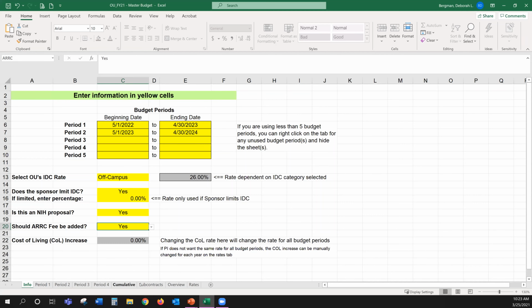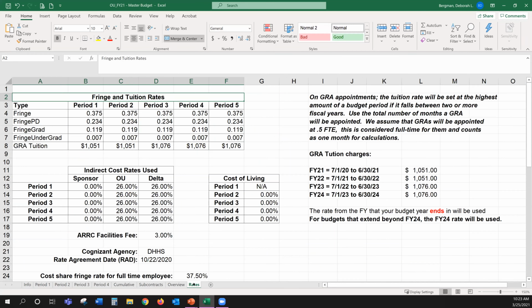Okay. We've already talked about overview and cumulative, so that just leaves us the rates tab. The rates tab is where ORS updates fringe rates, tuition remission, and other information used in various calculations throughout the workbook. So generally, a PI will not need to mess with this tab. The only time you might use it is if you want to use a different cost of living. If you want 1% in year 1 and 3% in year 4 for some reason, you could actually adjust those here, and it'll override what's on the info tab. And this is also where we make the adjustment for the tuition. You can see that it depends on your dates as to which tuition rate you're going to use.